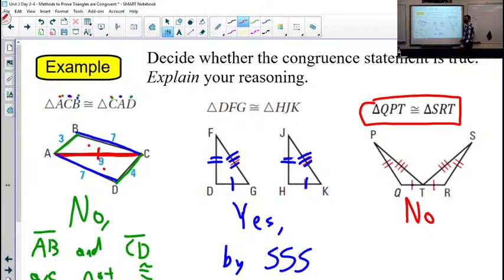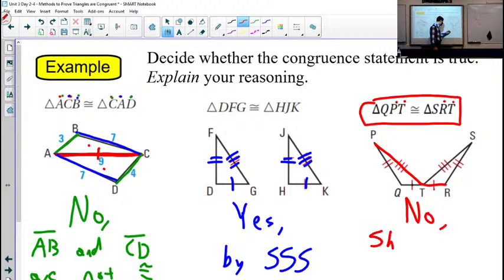Because this would say, remember, I want my sides to match up. P to T, last two letters, should go with last two letters R to T. Here's P to T. And on the other triangle, here's R to T. Nope. Those two sides don't go together. So these triangles are congruent, but our congruence statement is wrong.